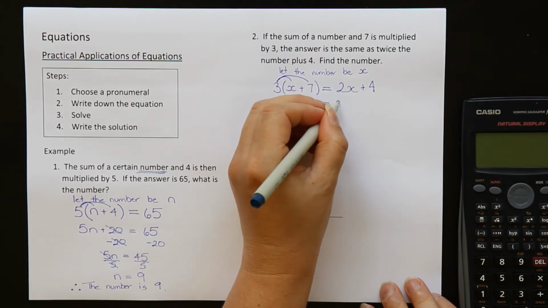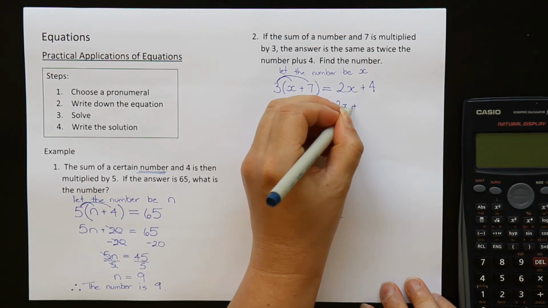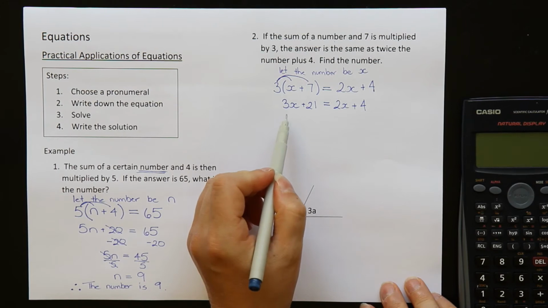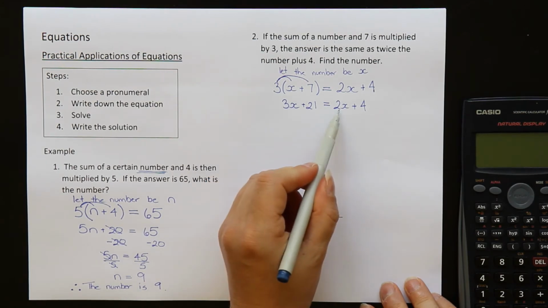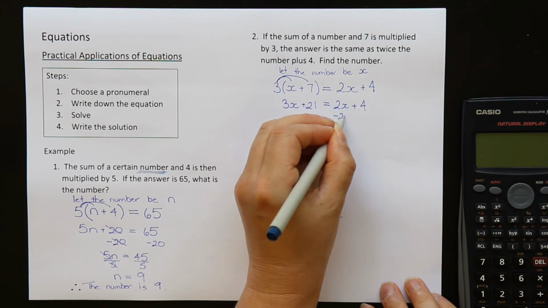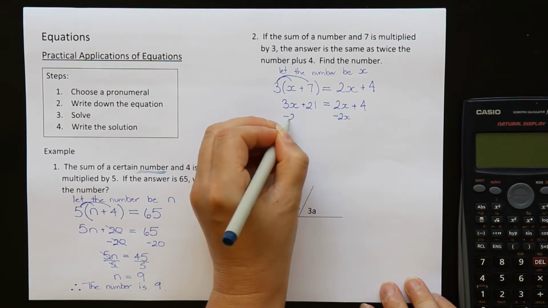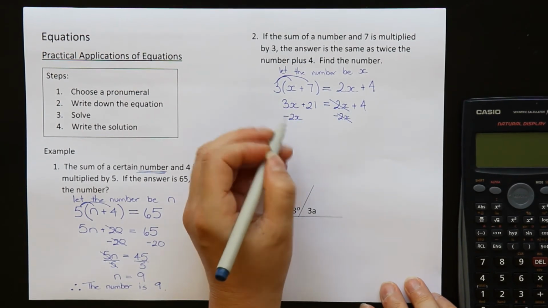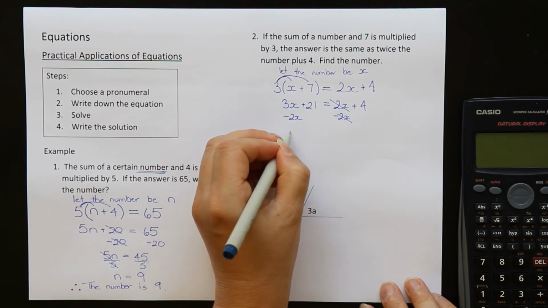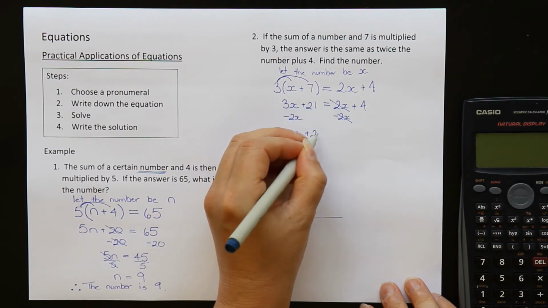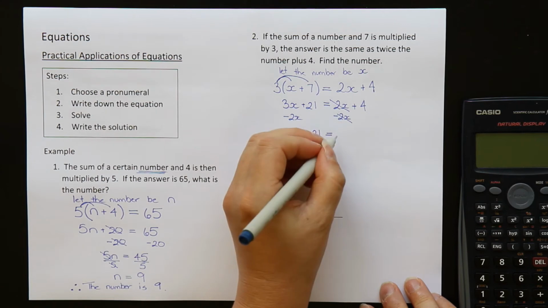Equals, nothing changes here. I'm just going to write this down again. 2x plus 4. Now I have pronumerals on both sides. 3x and 2x. 2x is smaller, so let's subtract it to move it across, to move it away from here. 3x minus 2x is 1x, or just x, don't need to write the 1. I still have the plus 21, and on this side I still have a 4.